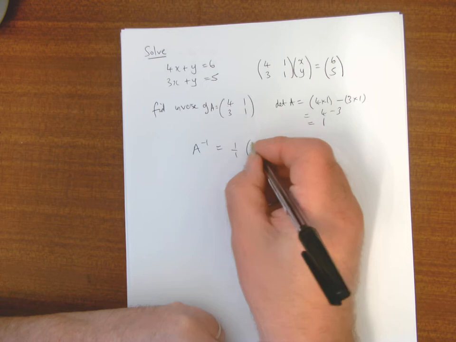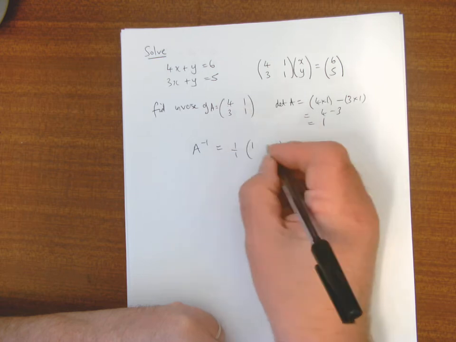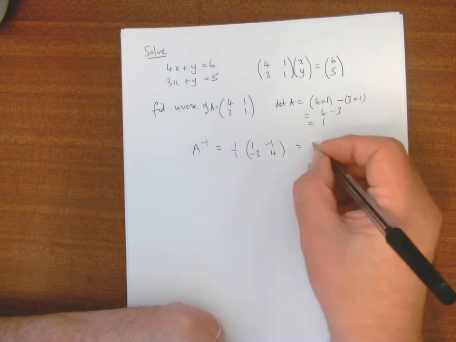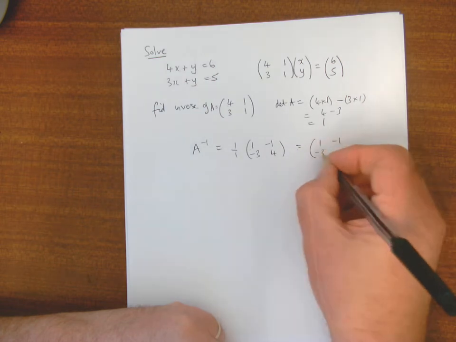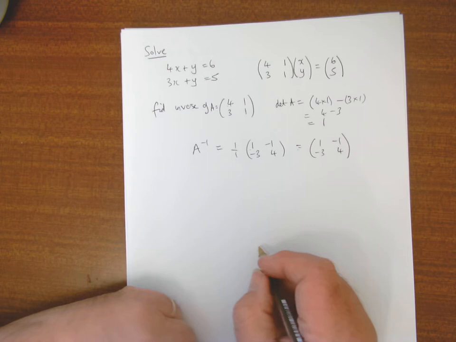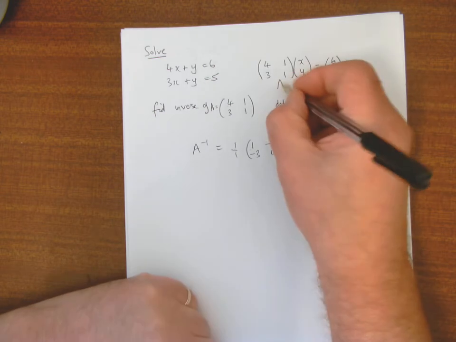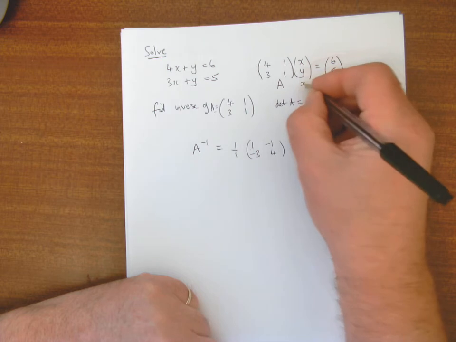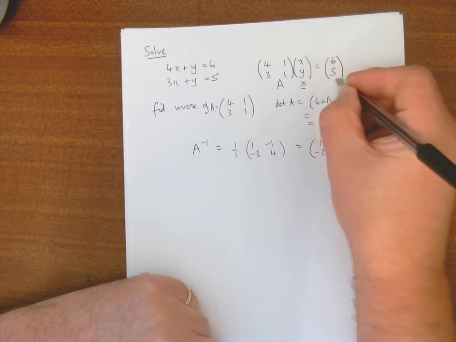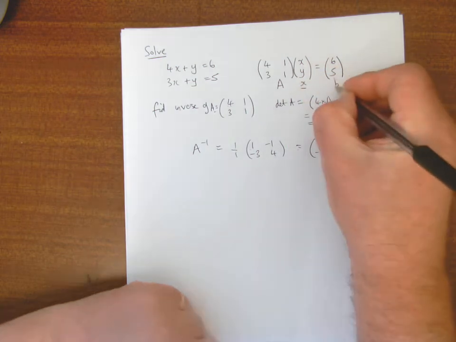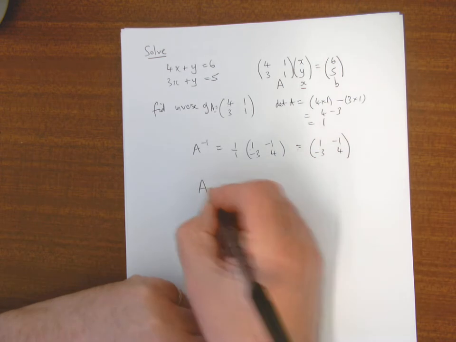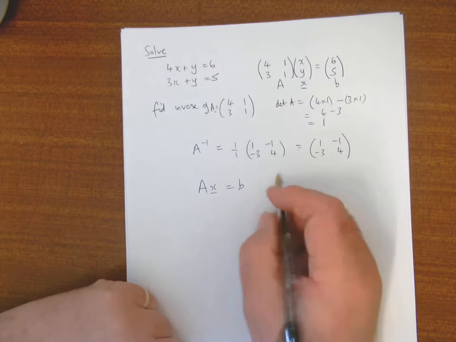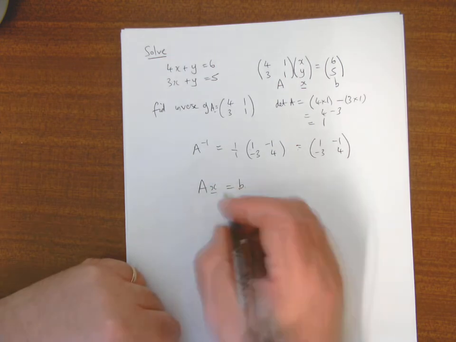Change the 4 and the 1 around, 1, 4. Change the signs in the other diagonal, like that, and because it's a 1 outside, all the entries will stay the same. So that's the inverse. So I'll call this matrix A, which I did earlier. I'll call this my general vector X, and this column vector can be B. So I'm solving AX equal to B. So what I'm going to do is pre-multiply both sides by the inverse.